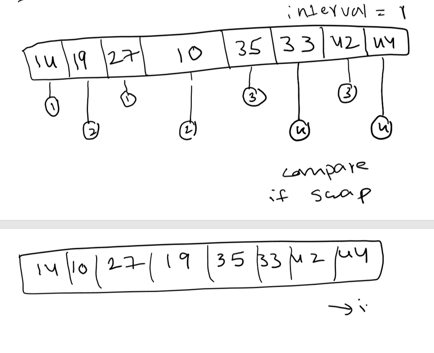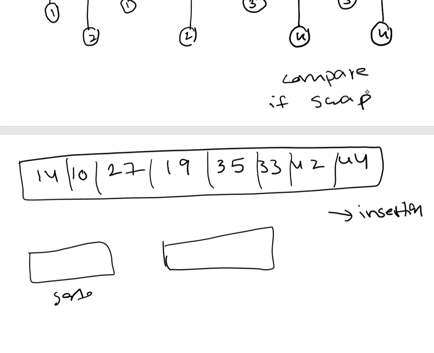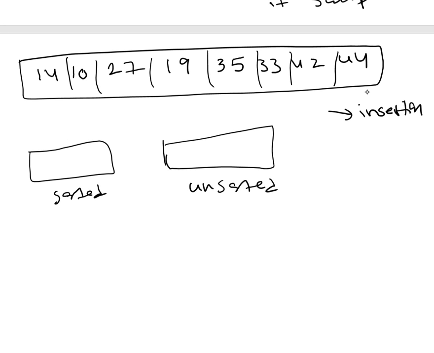So now you follow the insertion sort. When compared with 14 and 10, I am inserting 10 here: 10, 14. You got it? What is the insertion sort? Two things will be there: sorted and unsorted. So take the element from here and put it here. 14. Then what are the elements? 14, 10, 27, 19, 35, 33, 42, 44.